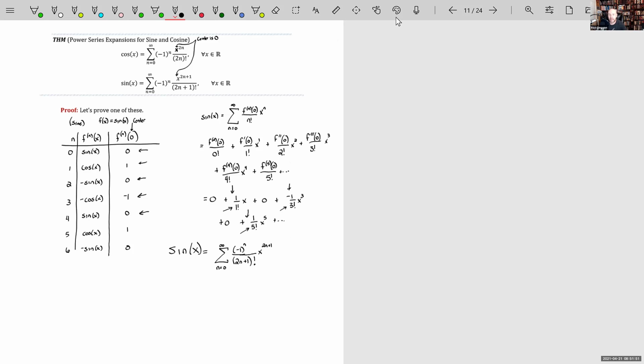And we'll pick up here next time to do the interval of convergence, but it is all infinity. But we'll pick up here next time for that.